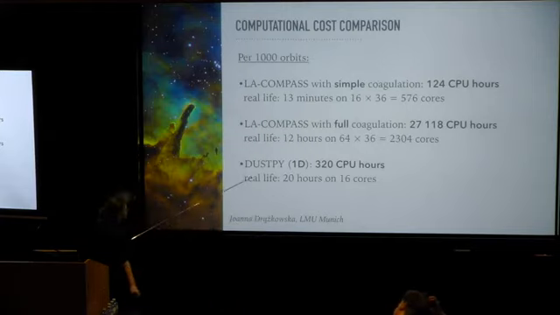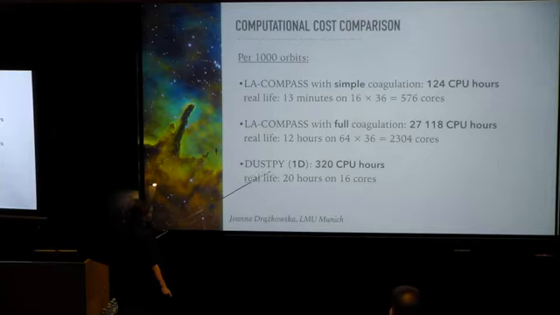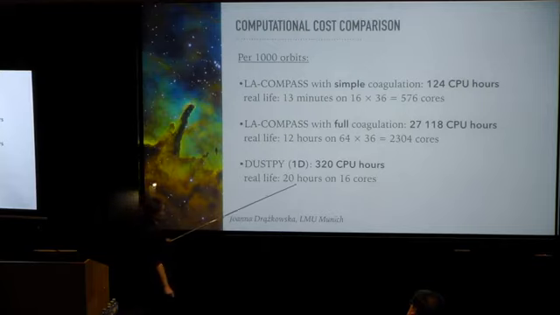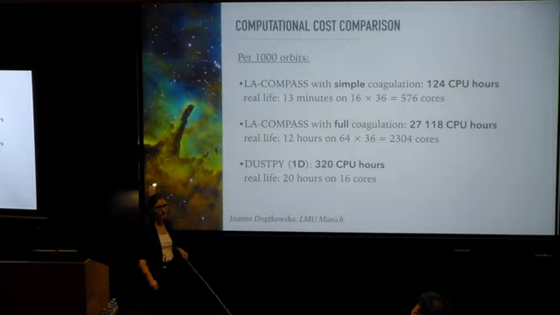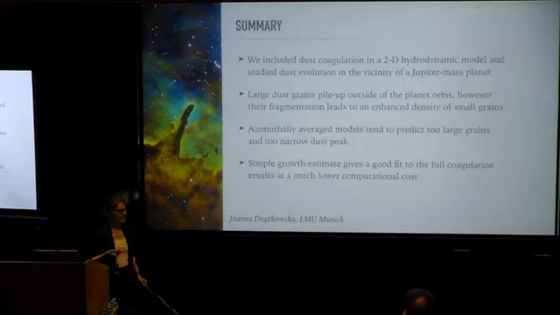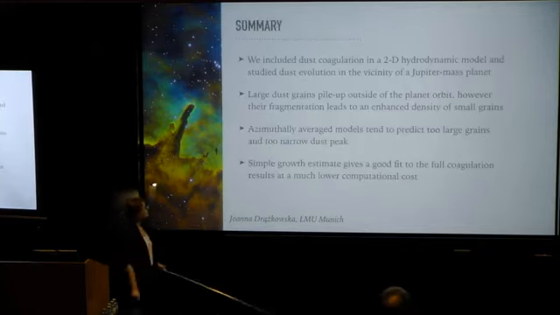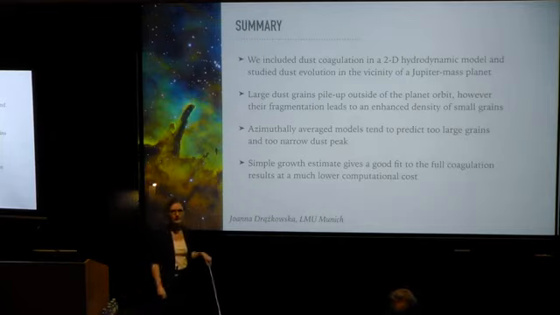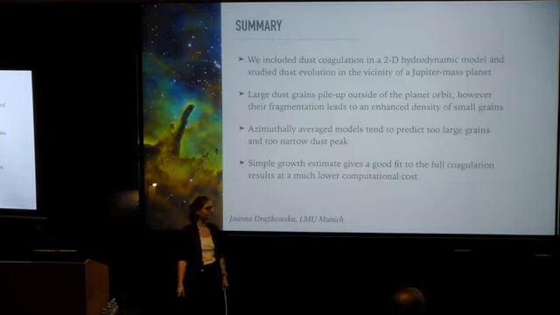And then for the 1D approach, the DustPy code, which is not MPI parallel, right? It's only OpenMP. It takes about 20 hours on 16 cores, but I think it doesn't scale super well. So probably if I run this on one core, it would be less CPU hours. Okay, so that is pretty much it, and I will just leave you with my conclusions, and I'm super happy to answer your questions. Thank you.